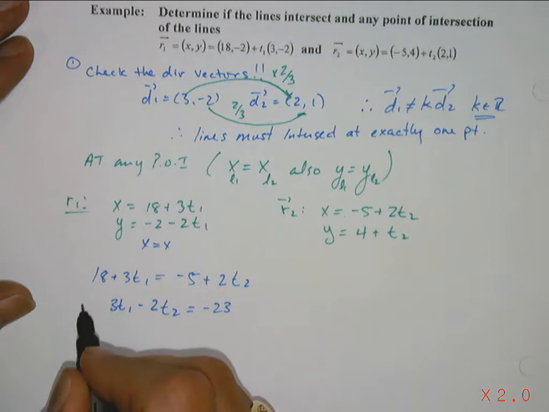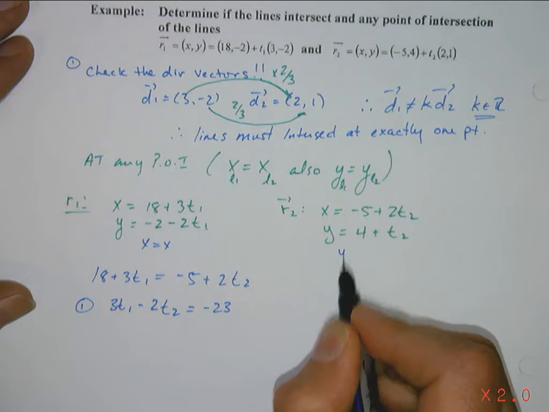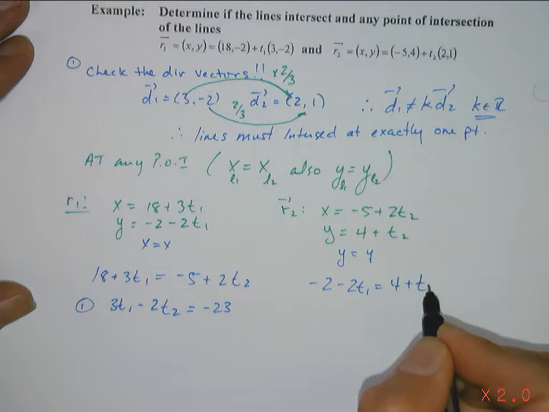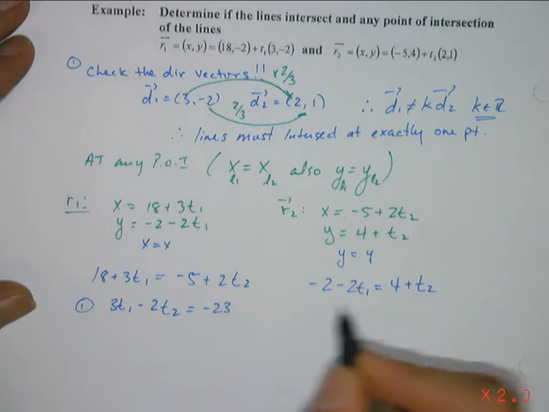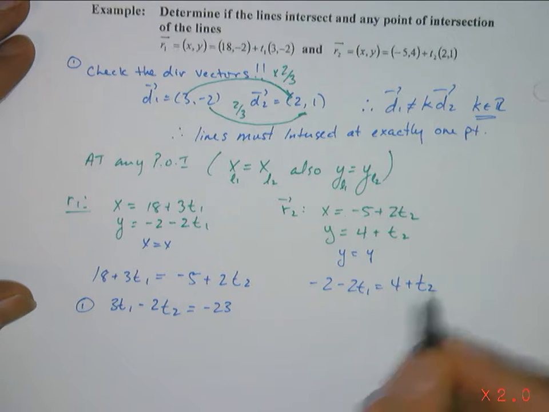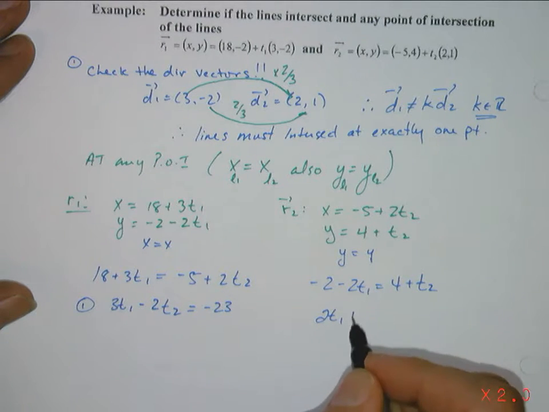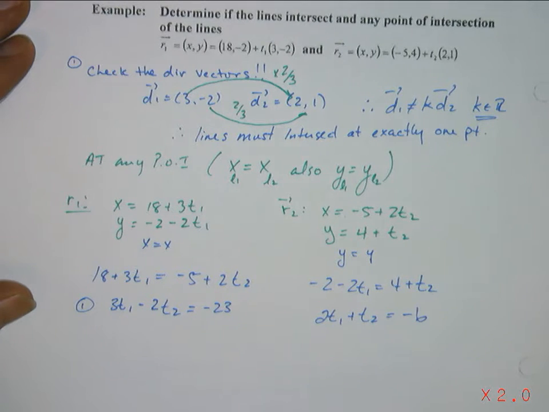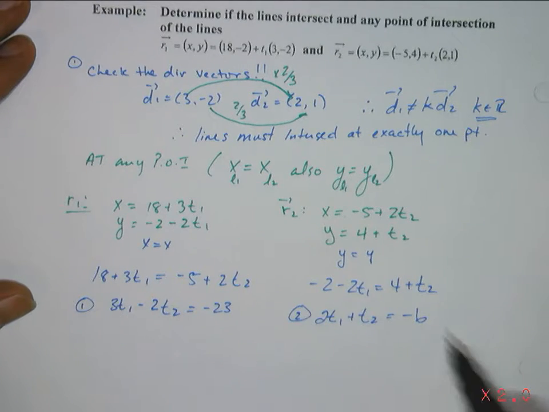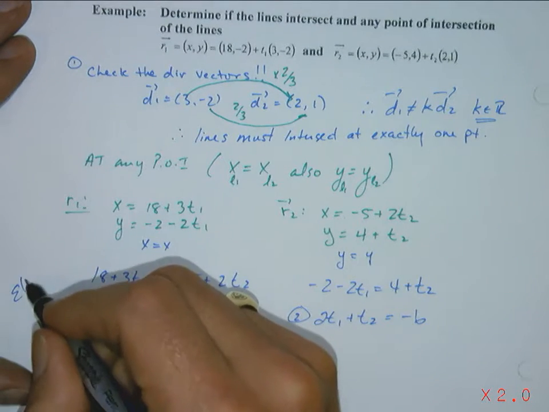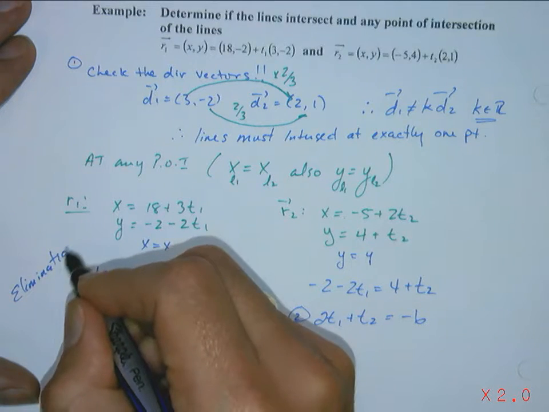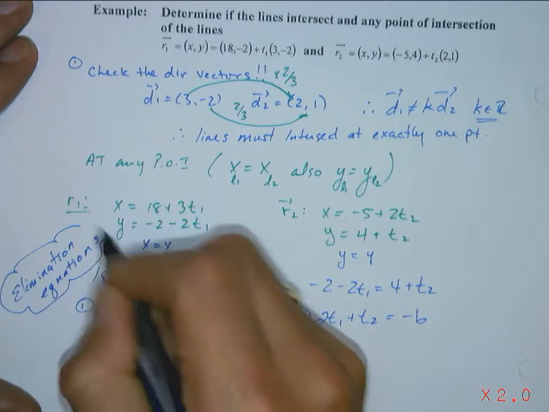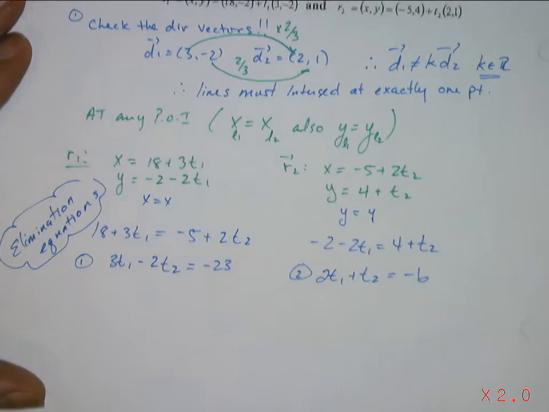We're going to call that equation 1. Over here for y equals y, it's going to be negative 2t1 equals 4 plus t2. I'm going to bring this over and bring that over, so it's going to be 2t1 plus t2 equals negative 6. And there we go. And we're going to call that number 2. Now, what I call these are my elimination equations, because what we have now are two equations with two variables that I need to solve.